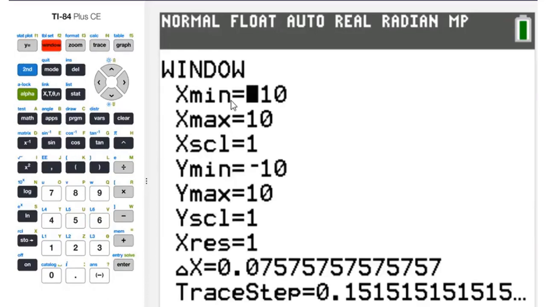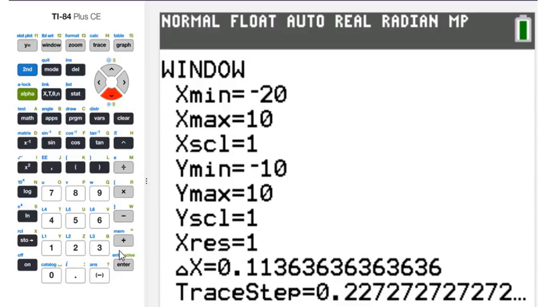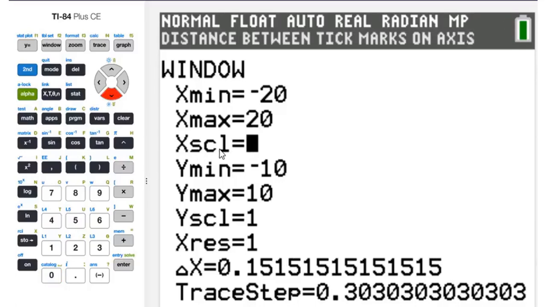You can change the window manually, like X minimum, I can change into -20. Then maximum, normally I will do the same as the minimum, just the opposite sign, so it will be 20. Then the scale, X scale, which means for your window, each unit stands for how much. Normally we divide by 10, using either your X maximum or X minimum, you divide it by 10. This time I need to change it into 2.